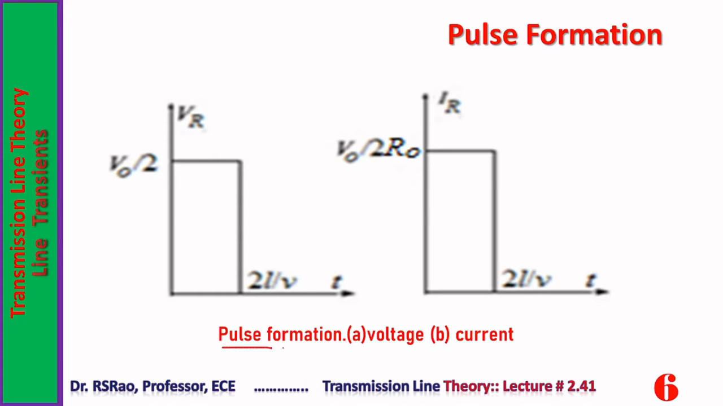Here is shown pulse formation, the voltage pulse. Then in B is shown the current pulse. Amplitude of the voltage pulse is V0 by 2. Amplitude of the current pulse is V0 by 2Z0. Duration of the pulse is 2L by V. L is length, V is velocity of the wave over the line.